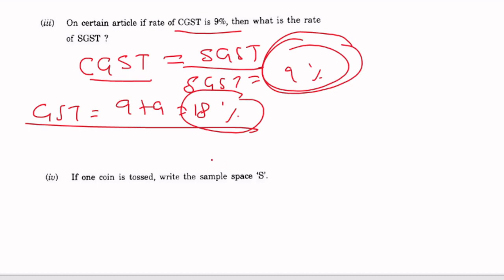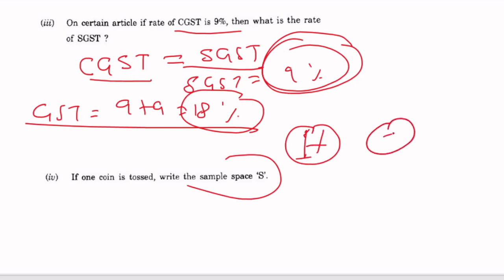Next question. If one coin is tossed, write the sample space. So if one coin is tossed, we know that for any one coin, we always have either head or tail. So only two options. There are no other options available. Sample space will be only two, H comma T. That's your sample space for one coin. If it is two coins, then the sample space will be different.